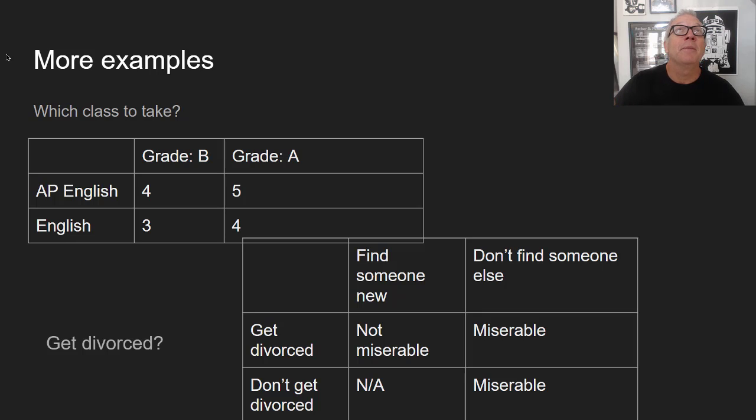Is this a case of strong domination? It is. Under Peterson's definition of strong dominance, AP English dominates regular English for my son because, no matter which states of the world unfold, you can always do as well or better by taking the AP English class, if we've stipulated our assumptions and thought about the scenarios correctly. Again, this cleared it up immediately as soon as we were able to think it through in terms of the decision matrix. We realized, oh, this is a strictly dominant strategy.